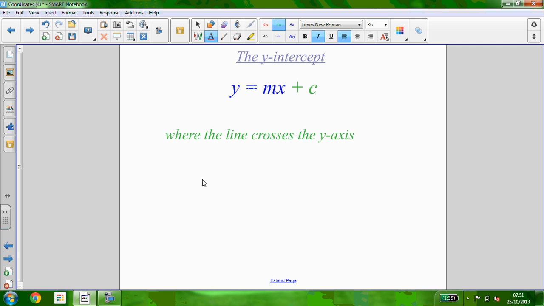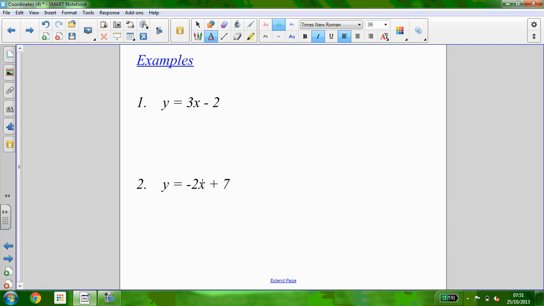Let's look at two examples. So, in equation number 1, we can see that we have 3 lots of x in our equation. So this is telling us that we have a gradient of 3. We can then see that following that we've got that -2. So we know we're going to have a y-intercept of -2. So our line will cross the y-axis at -2.